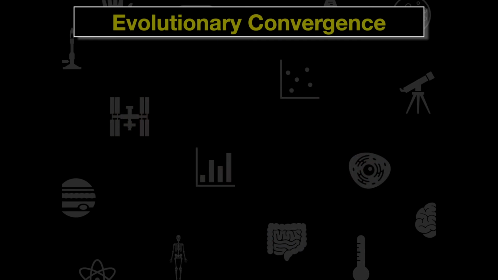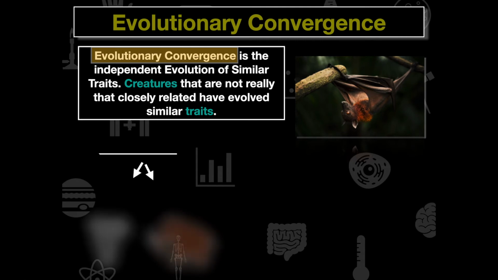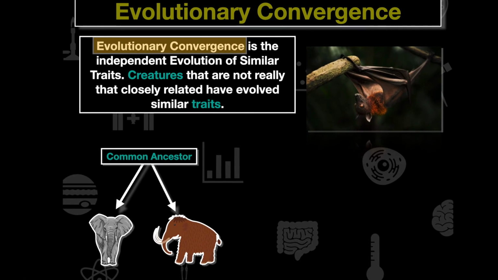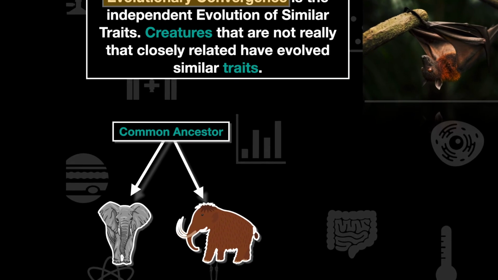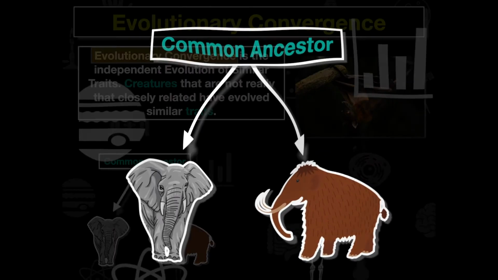Now, the other way that we can think about this is what we call evolutionary convergence. So if we're thinking about this, evolutionary convergence is the independent evolution of similar traits. So creatures that are not really that closely related have evolved similar traits. Now, this is not evolutionary convergence here. This is where we have a common ancestor that's going to arise and allow for two individual separate species to have similar traits. In this case, we have a mammoth and we have an elephant, and I realize mammoths are no longer roaming the earth and are extinct, so this might not be the best example, but in this case, they both share a common ancestor here.